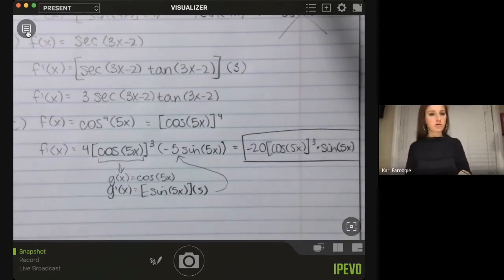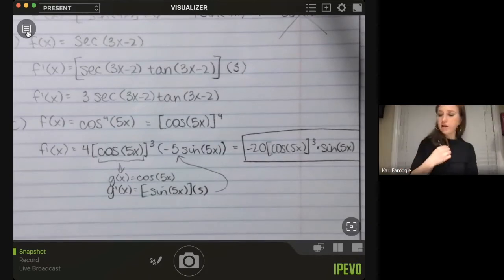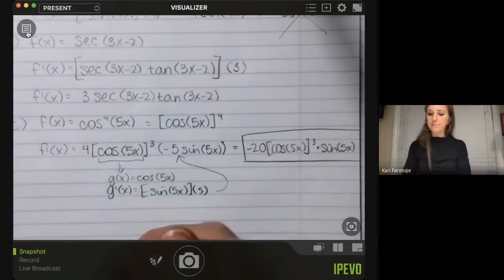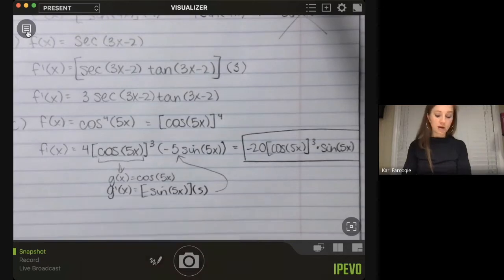So that's what you're going to see for the trig functions. You're not going to see too many crazy things in this section. I kind of looked through to see if there was a bunch of chain rule inside chain rule, and there wasn't a whole lot of that going on. So that's good. Exponential functions.